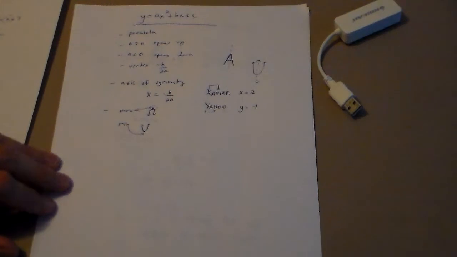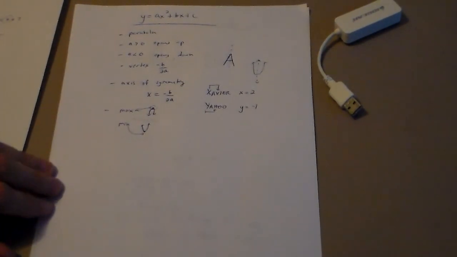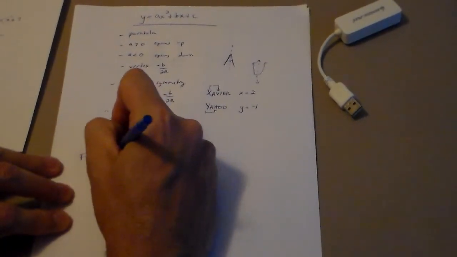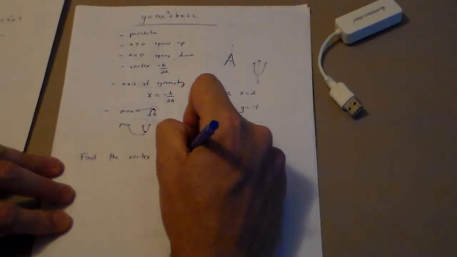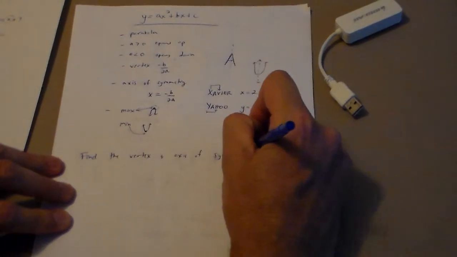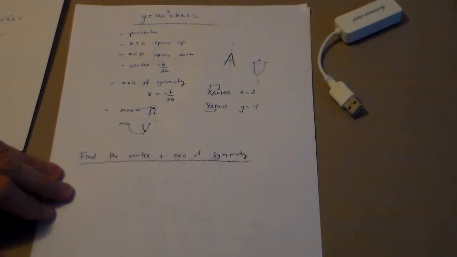So what we're going to do in this video is find the vertex and axis of symmetry, and I'm going to show you how to do that for 3 different forms.